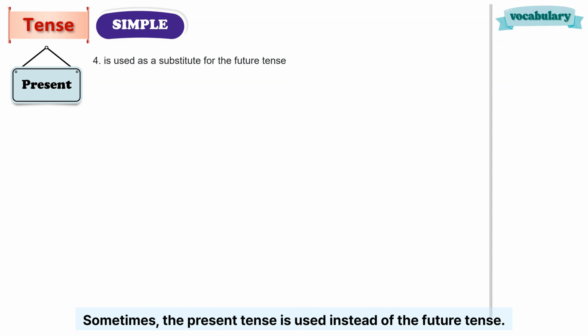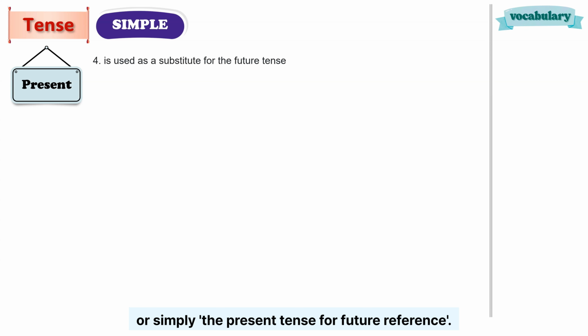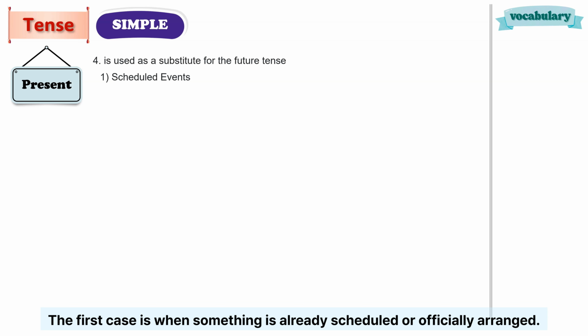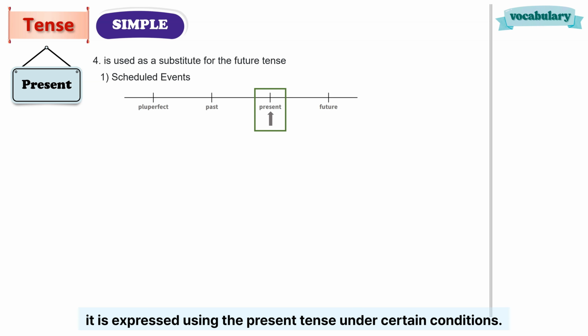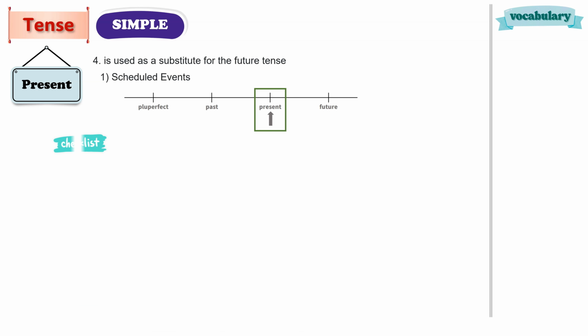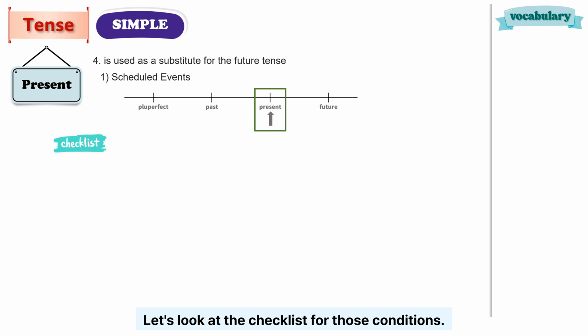Sometimes the present tense is used instead of the future tense. We often call this the substitution of the future by the present tense, or simply the present tense for future reference. The first case is when something is already scheduled or officially arranged. In other words, although the event is positioned in the future on the time continuum, it is expressed using the present tense under certain conditions. Let's look at the checklist for those conditions.